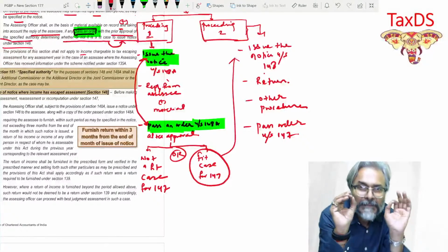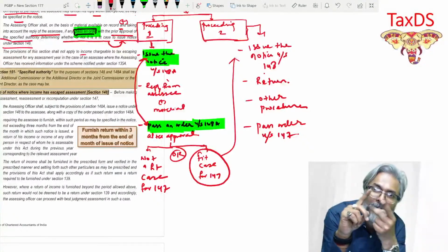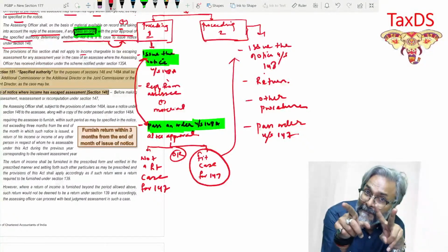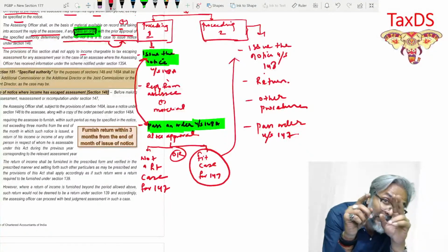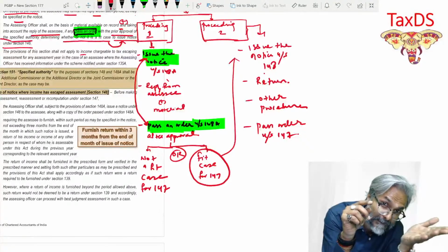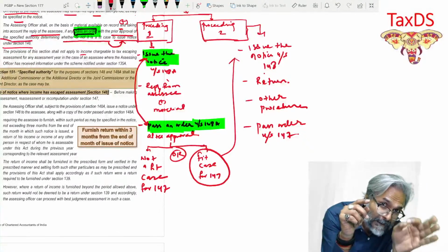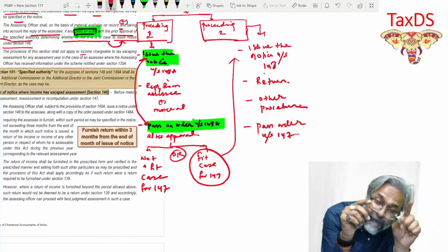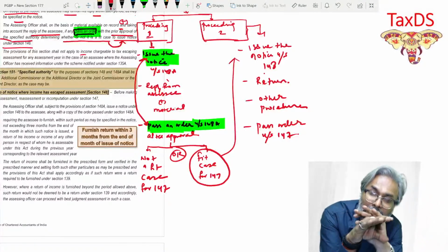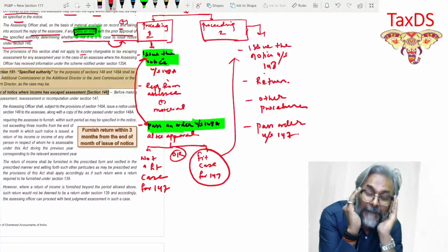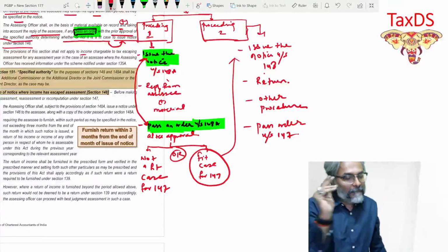As I told you, students, any proceeding has two important ingredients. Which are the two important ingredients? One is the issue of notice, and the issue of notice is the start point of the proceedings. And what is the end point of the proceedings? The end point of the proceeding, students, is the passing of an order.